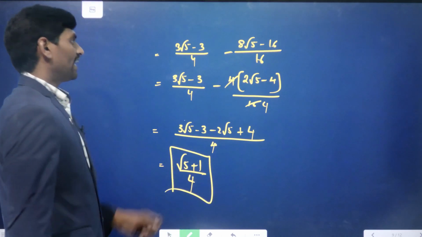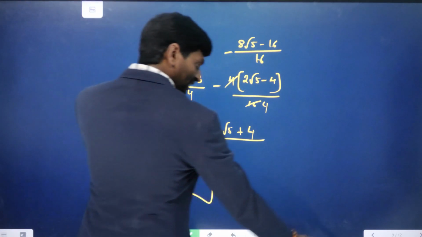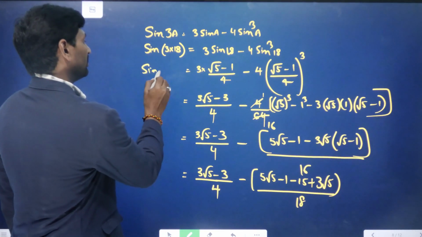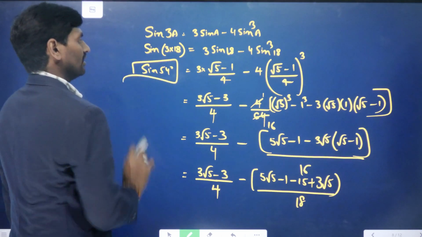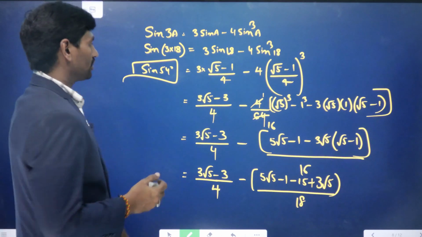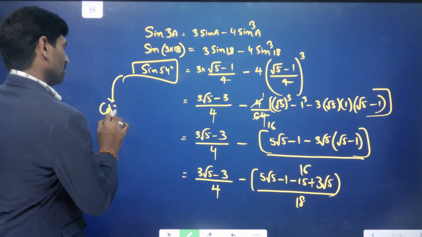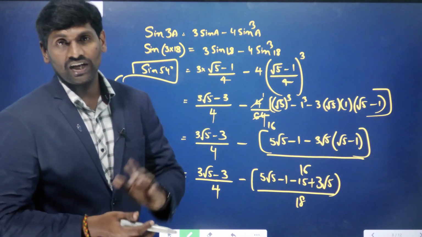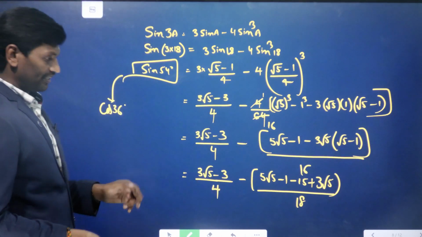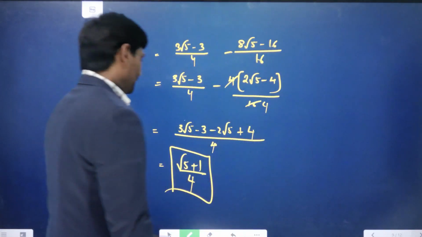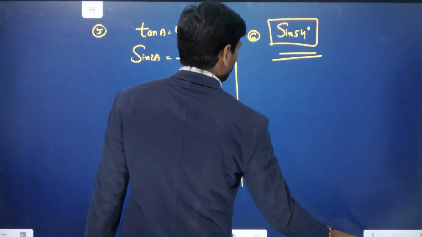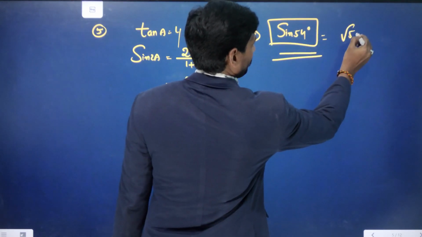This is sin 3 into 18 degrees. Sin 3 into 18 is nothing but sin 54 degrees. This is only what we used to find. Sin 54 and cos 36 are both the same, because 54 we can write as 90 minus 36. Okay? Right. So finally the answer is root 5 plus 1 by 4. This is the answer for the third question. Yeah. Root 5 plus 1 by 4.